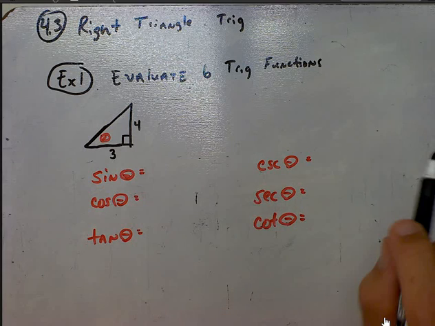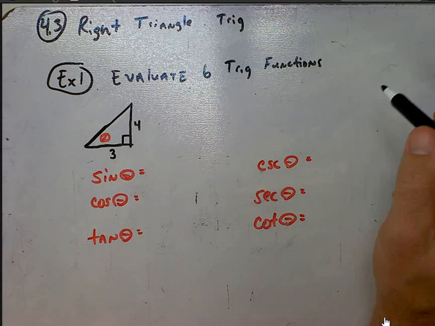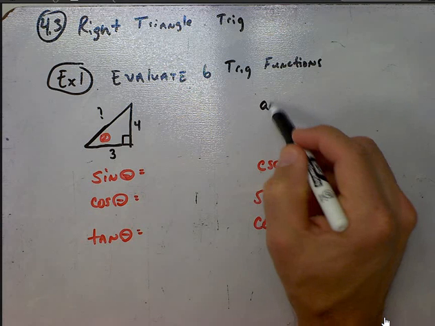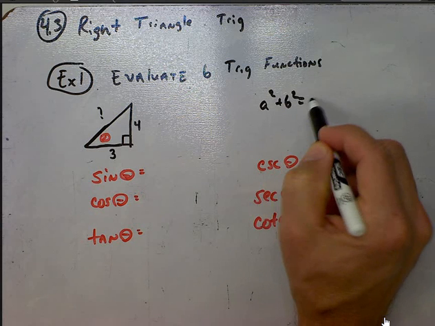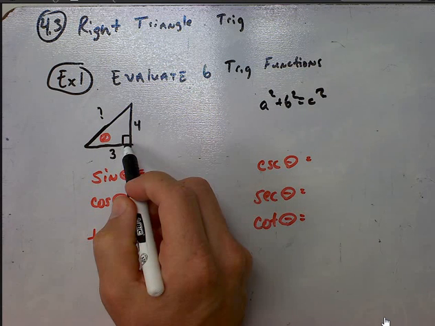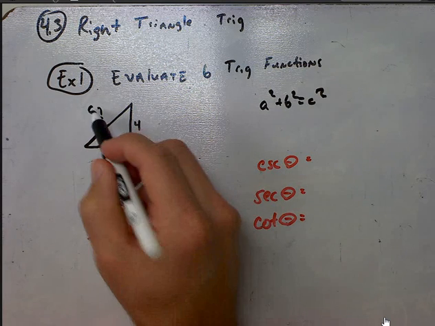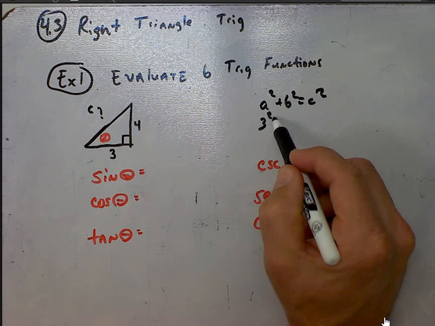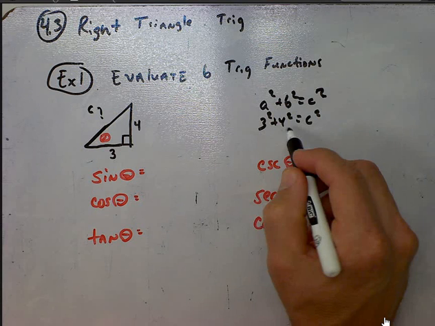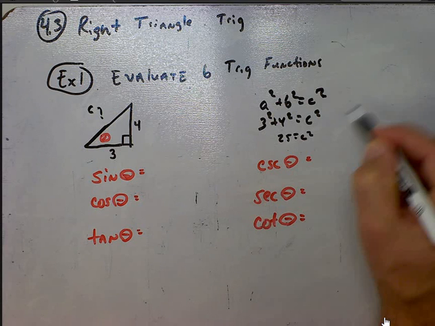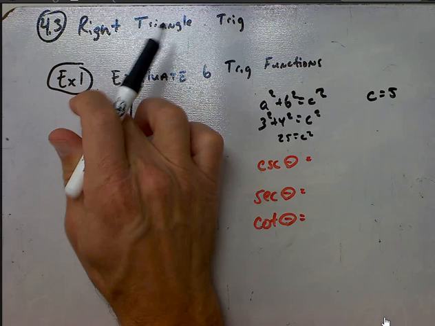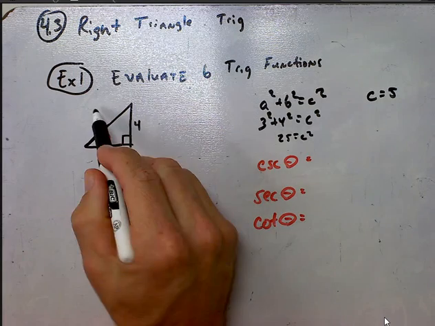If you recall from the Pythagorean theorem, we need to find this side right here. It would be a squared plus b squared equals c squared. C is always opposite the right angle, so this is the c we're looking for. So 3 squared plus 4 squared equals c squared. 9 plus 16 is 25. Therefore, c must be 5 by taking the square root of 25. So we'll put that in right there.